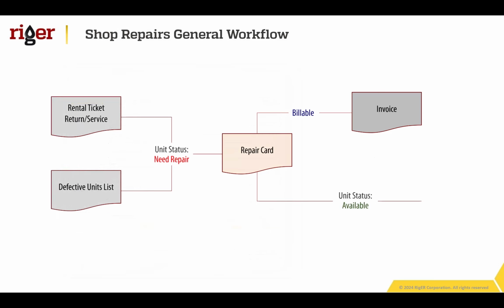In general, the shop repairs workflow looks like this. We have the rental ticket return, a service or defective unit list, and generating a repair card. Could be billable or not billable, included in the final invoice or not included in the final invoice, and then after the repairs, the status of the unit becomes available or ready to rent. That was the general overview.